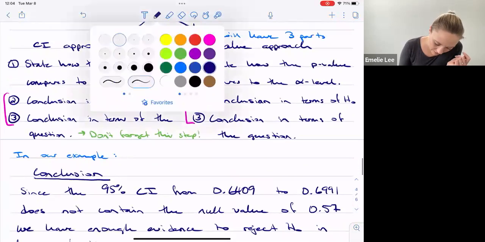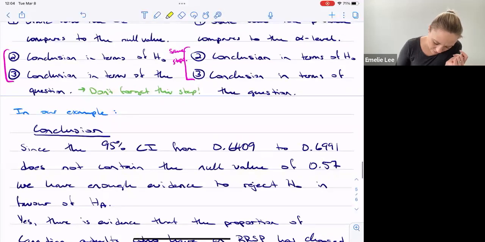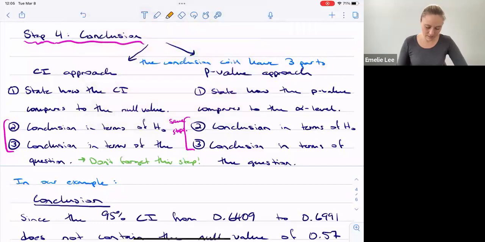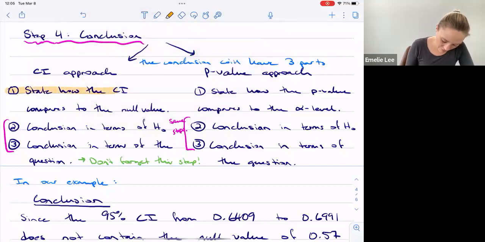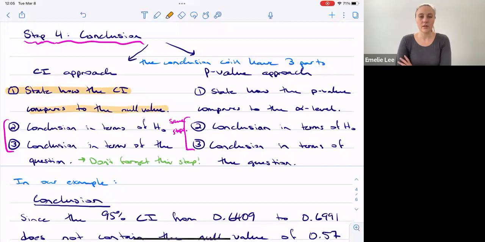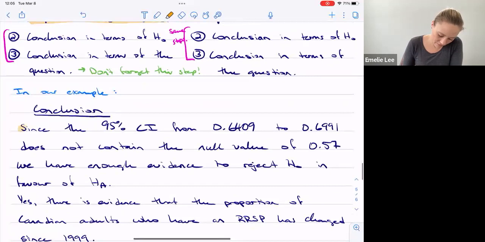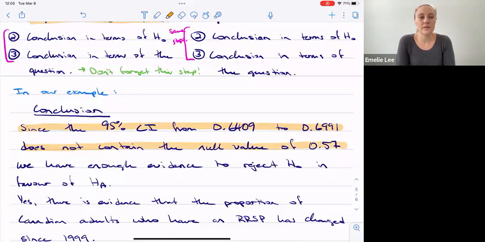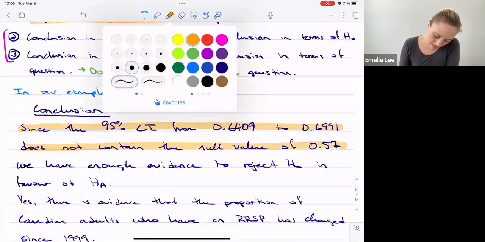So if we use different highlighters here, in step 1, state how the confidence interval compares to the null value. Well, that's this portion, right? So I'm comparing the confidence interval to the null value, which I already did just to get an idea of what my conclusion would be in step 3, but here we see it in action.